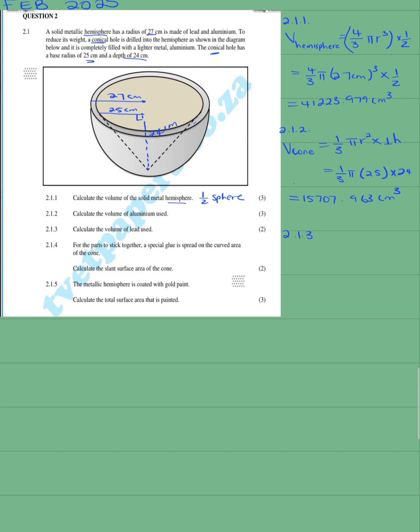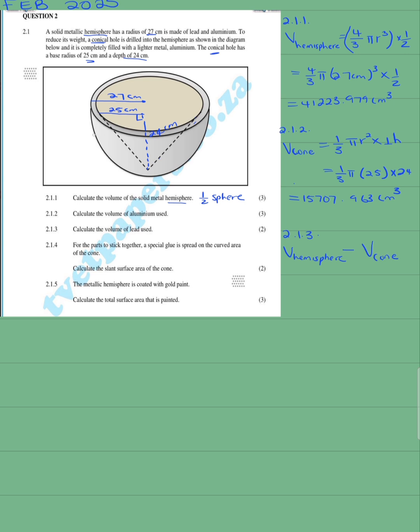2.1.3, calculate the volume of the lead used. Remember, the lead is the hemisphere. Now if you want to know how much of the lead was used, we are going to take the volume of the hemisphere and subtract the volume of the cone.